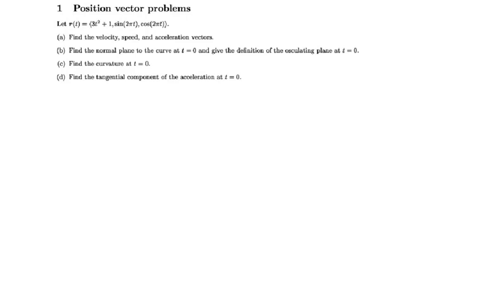First problem we're going to look at are problems I call position vector problems. So here's our position vector. First let's do this part by part. Let's find the velocity, speed, and acceleration. The velocity vector is just the derivative of the position vector, r prime of t.